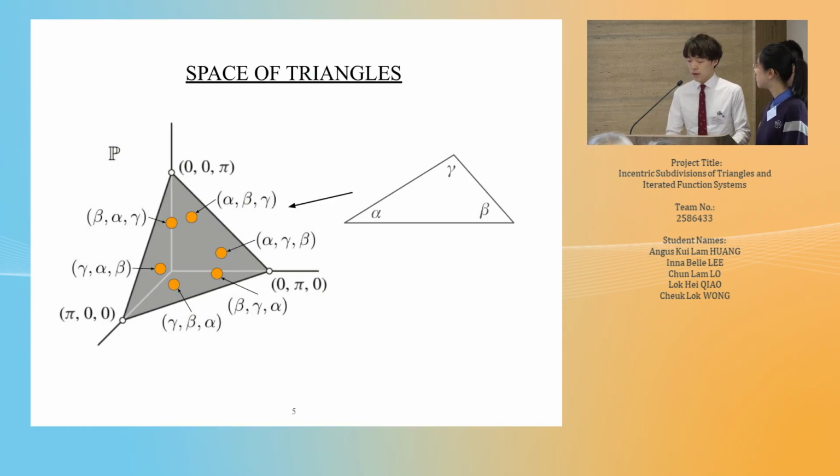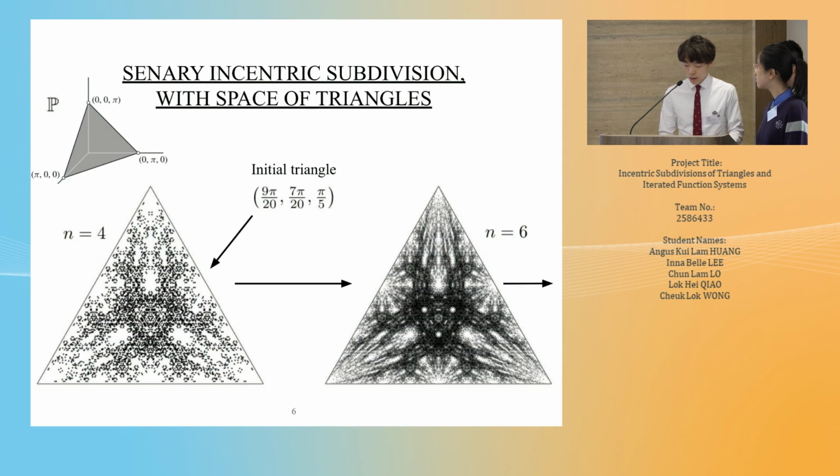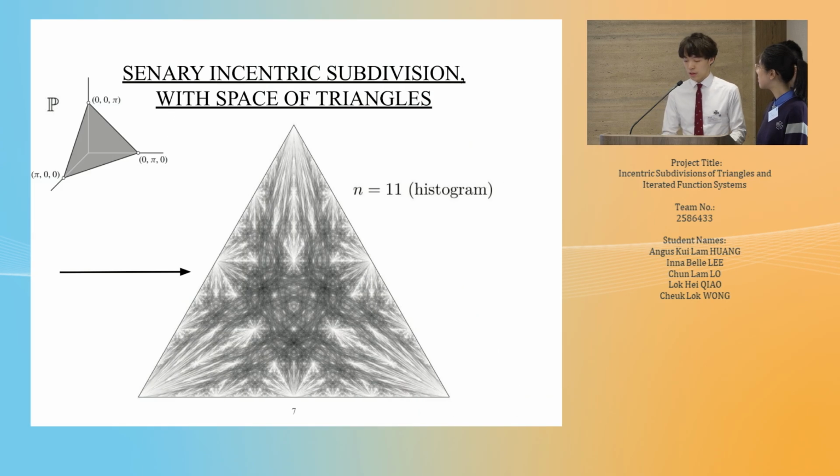First, we need a space of triangles. A natural choice is this equilateral triangle P sitting in the first octant of R3, where any triangle with angles alpha, beta, and gamma is represented by at most 6 points. Here is a simulation of the Senary subdivision, plotting the descendants up to the 4th, the 6th, and the 11th generation.